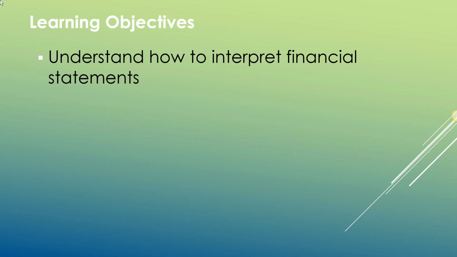Our learning objectives. This week we will learn how to interpret financial statements, looking beyond simply a statement of financial position that tells us how much we have versus how much we owe, and the statement of activities and functional expenses, which lets us know what our revenues are, what types of revenues we have, and the types of expenses we have.